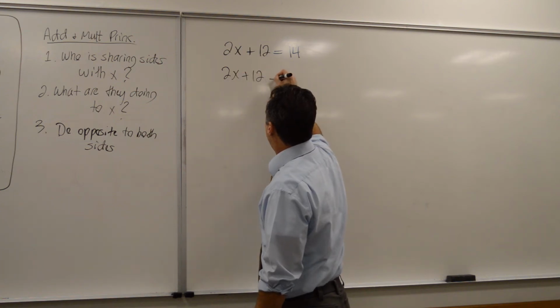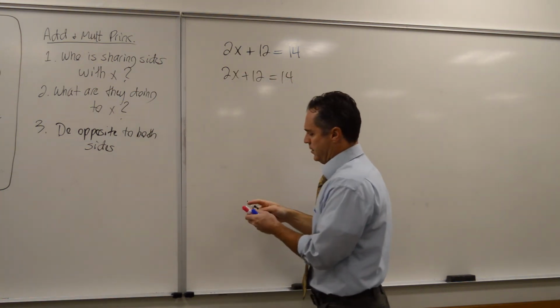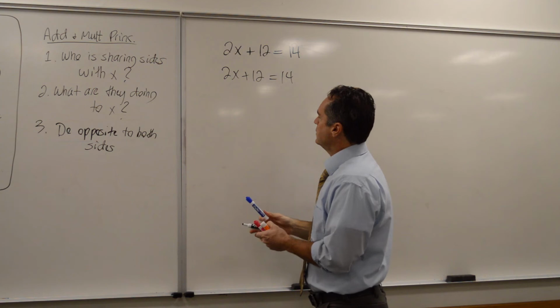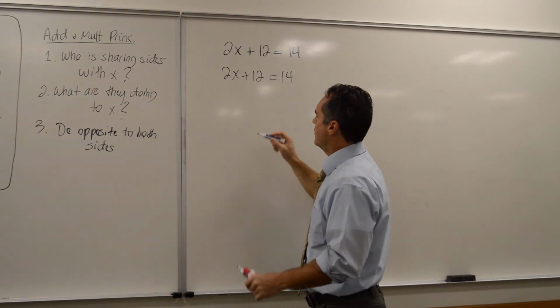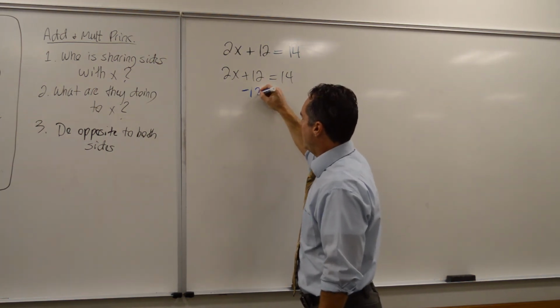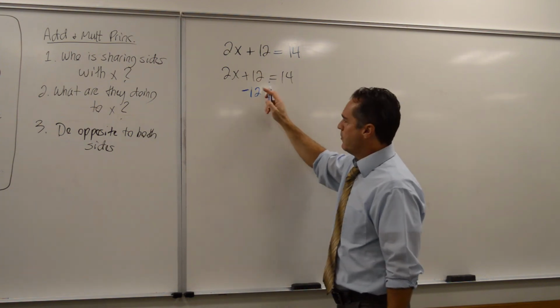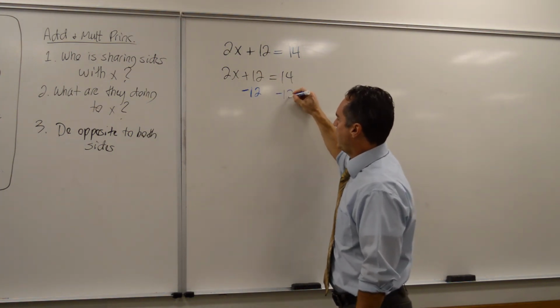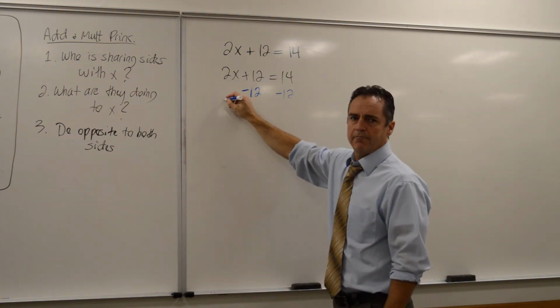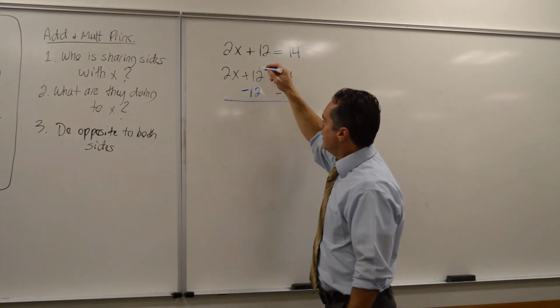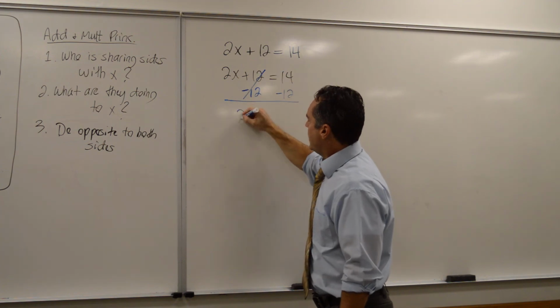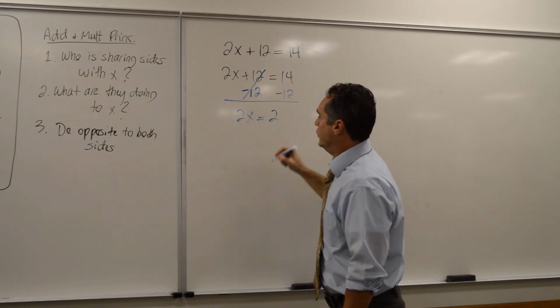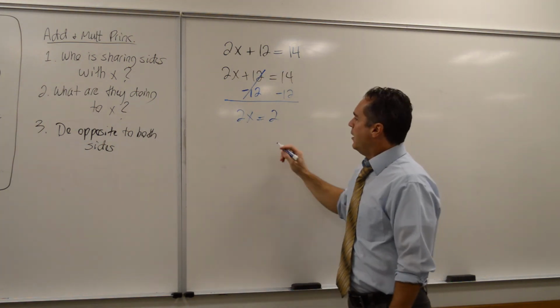So 2x plus 12 equals 14. I'm only writing it again just so you can clearly see the original problem before I start messing with it. I'm going to subtract 12, okay, to get rid of 12. Because remember, 12 is being added. I'm going to do the opposite. But what I do, I've got to do to both sides. Balance rule, okay? And these cancel. And I have 2x equals 2, okay?